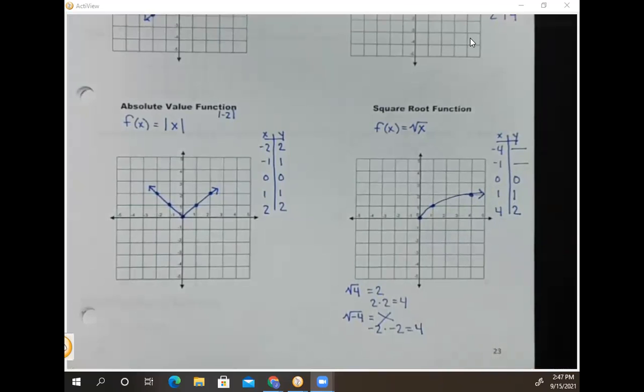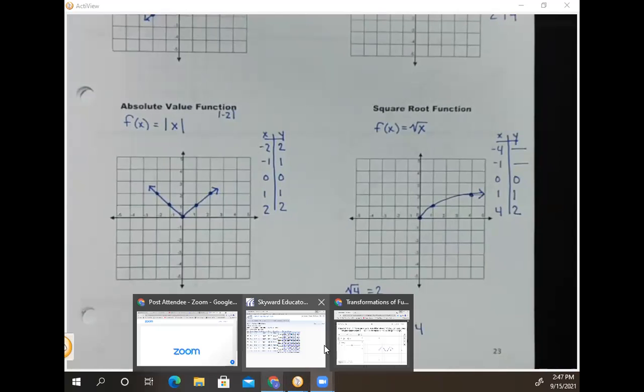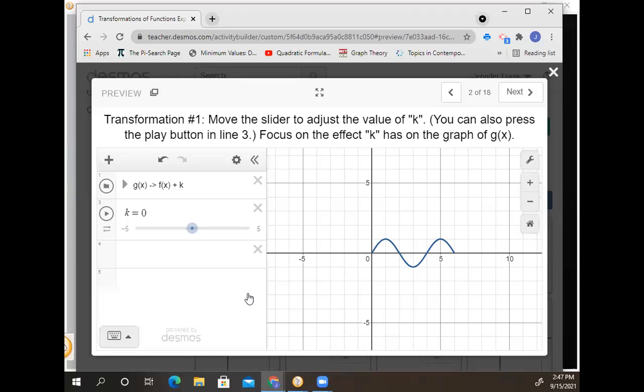Before we move on in our notes, I want to bring up the activity that you guys did yesterday so we can all together take a look at what you guys saw individually. So I'm going to pull up that activity that we did. Here we go. This was the first one that you guys looked at. So you had your graph here, and then it was K that you were manipulating.